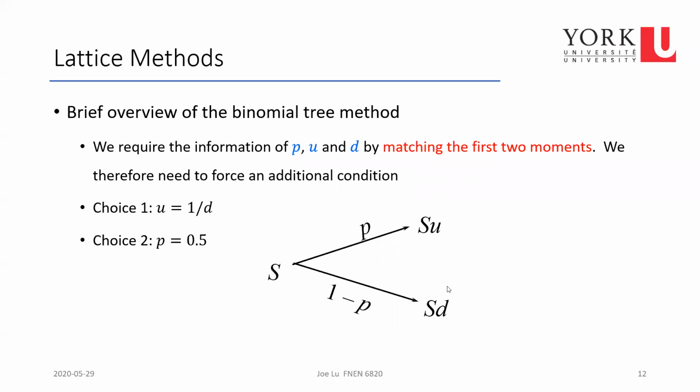Let's see how we can construct a binomial tree. Essentially, to construct a particular time step of a binomial tree, we have 3 variables that we can specify. P is the probability of going up, and then obviously 1 minus P is the probability of going down. Then u is the magnitude of going up, and d determines the magnitude of going down. So you have 3 variables that we can choose.